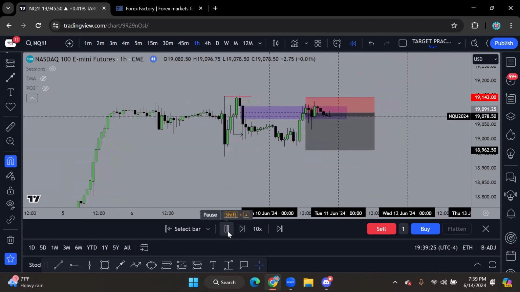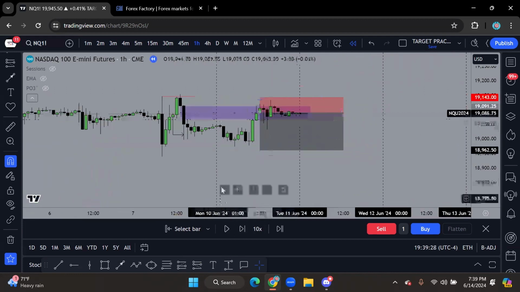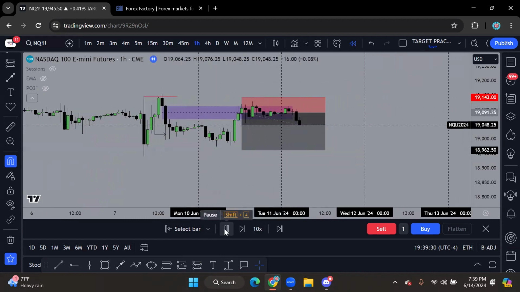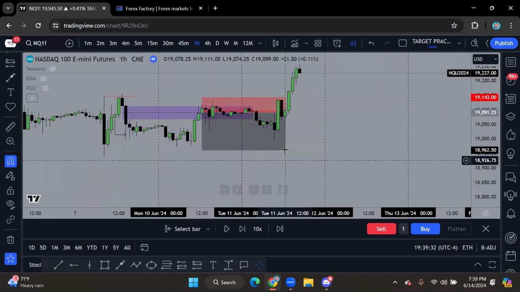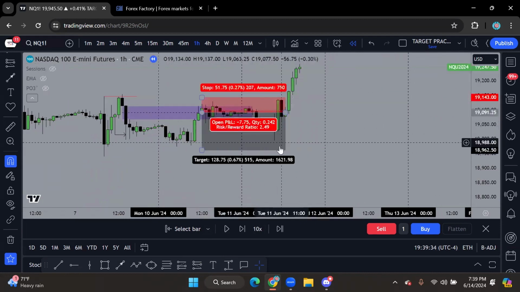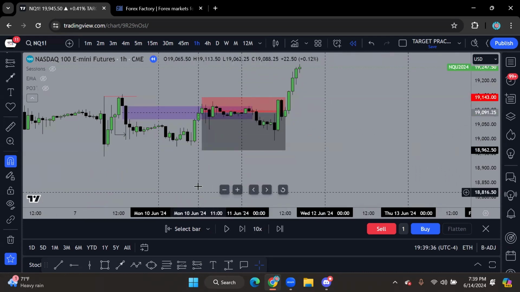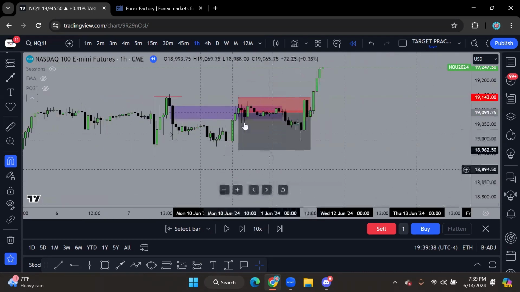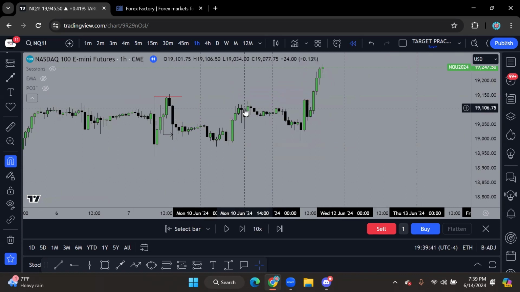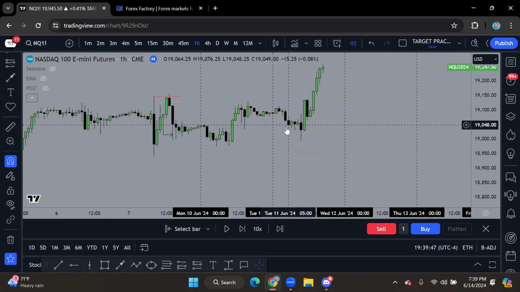But as we can see, price consolidates and then starts to take off and go in the opposite direction. Right, so you could have been profitable for some time depending on where you got in. But again, the correct move was for price to be bullish.